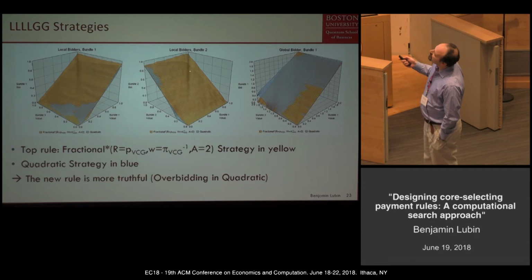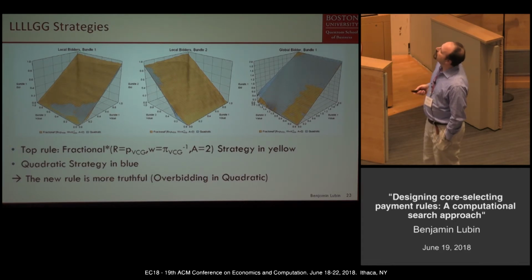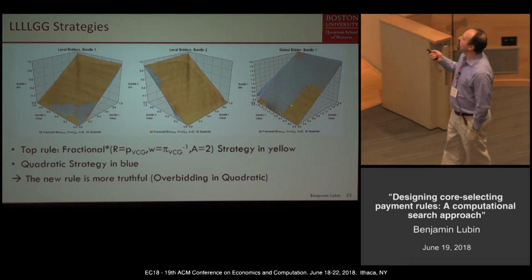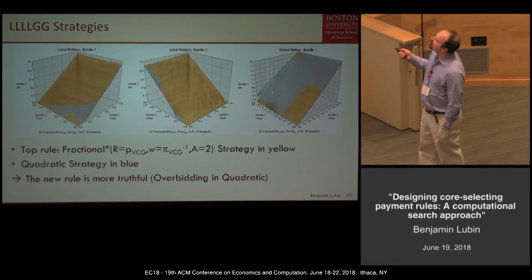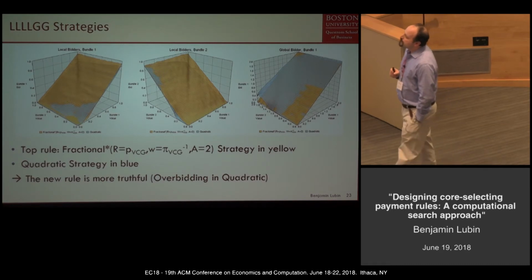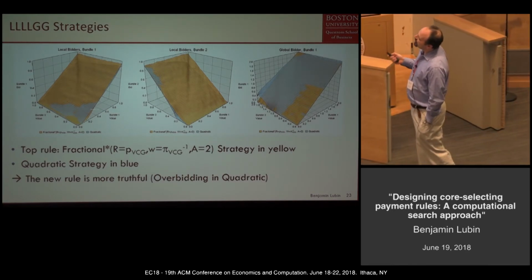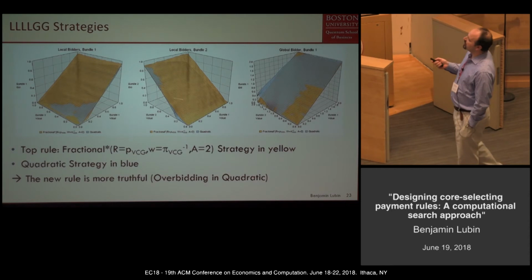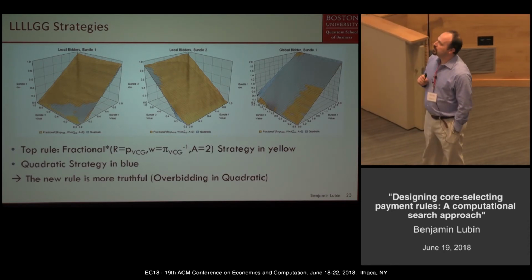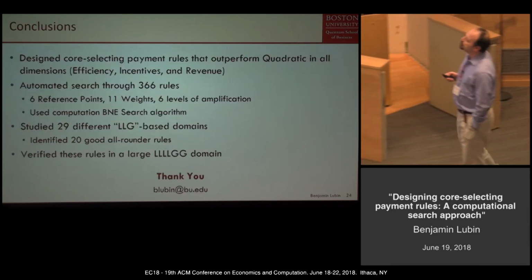The quadratic rule is somewhat less truthful, and you can see that especially amongst the largest players, where there's a pretty dramatic incentive to shade. These two are the two bundles of the local bidders, and there's quite a strong incentive to shade here and in there. For the global bidder, which is being plotted over here, there's actually, interestingly, a pretty strong incentive to overbid in this quadrant. So overall, I think you can visually see that the yellow rule is more truthful than the blue one.